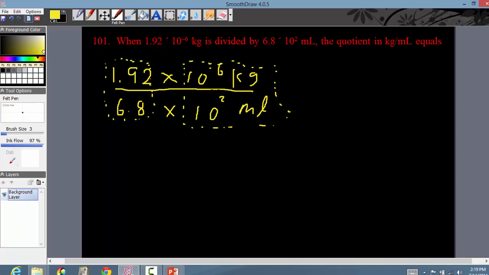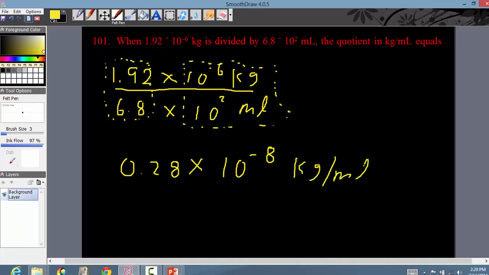So what we do is you take the minus 6th minus 2, which gives you 10 to the minus 8th, and you take 1.92 divided by 6.8, and you get 0.28. And of course the units are going to be kilograms per milliliter. Now we can't stop there, because you'll notice that this is not in true scientific notation.